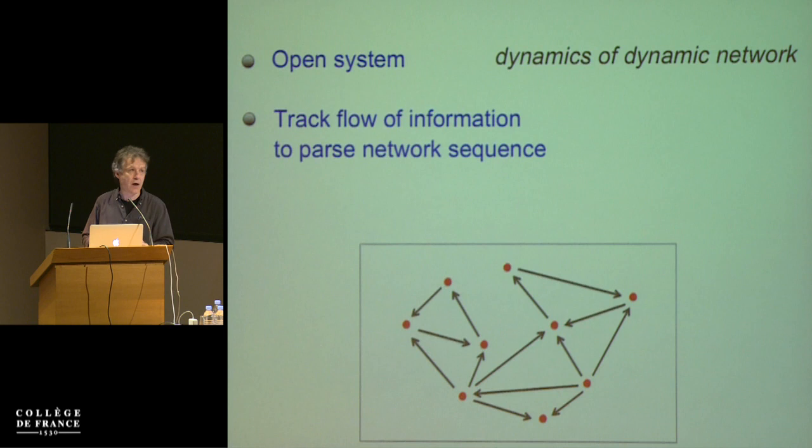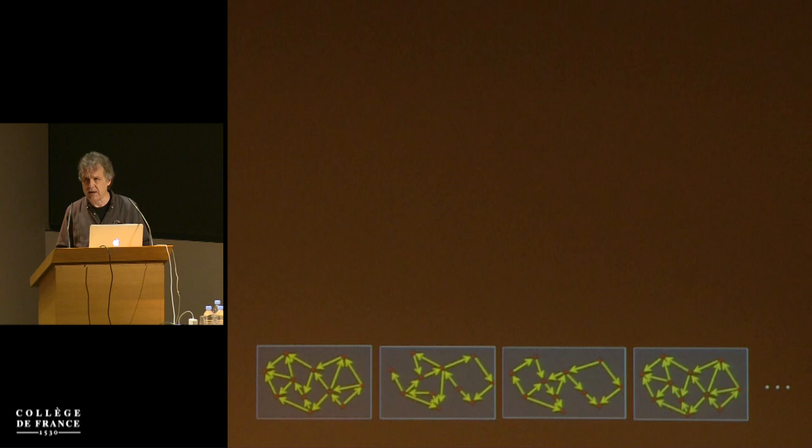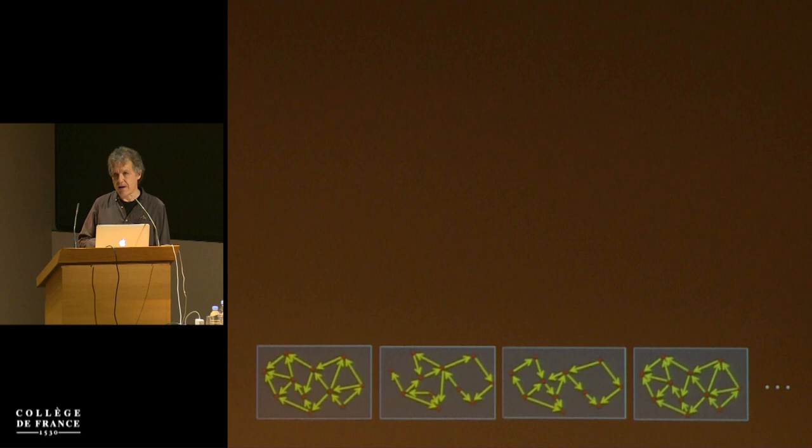Now these things give rise to a deep renormalization hierarchy. Again, without going into any details, I'll just give you a little cartoon to explain what I have in mind. Think of an infinite sequence of graphs, and they all have the same number of nodes. So you have a fixed number of agents, and then you have an infinite number of graphs. Typically, these graphs are embedded in some space, but they don't have to be. And you want to understand how information flows. Just think of these agents as passing messages to their neighbors constantly.